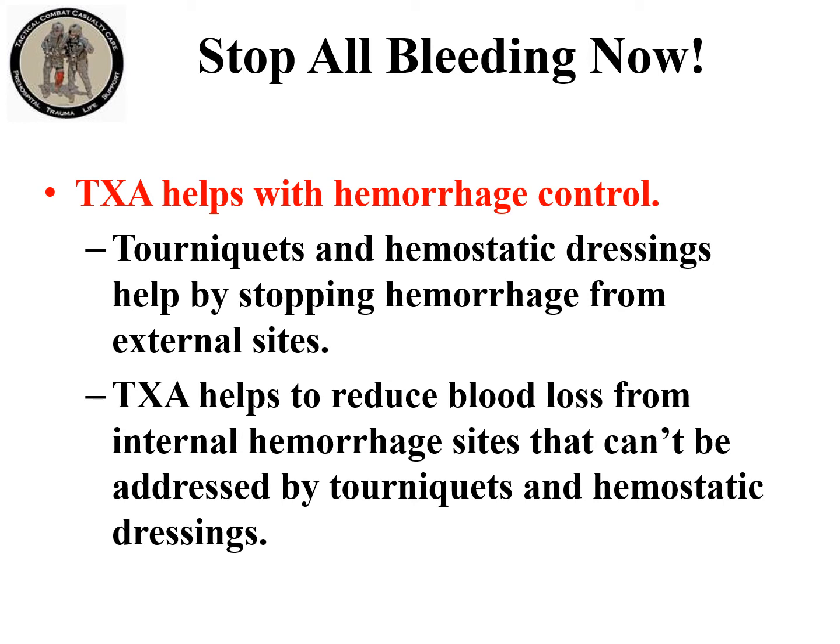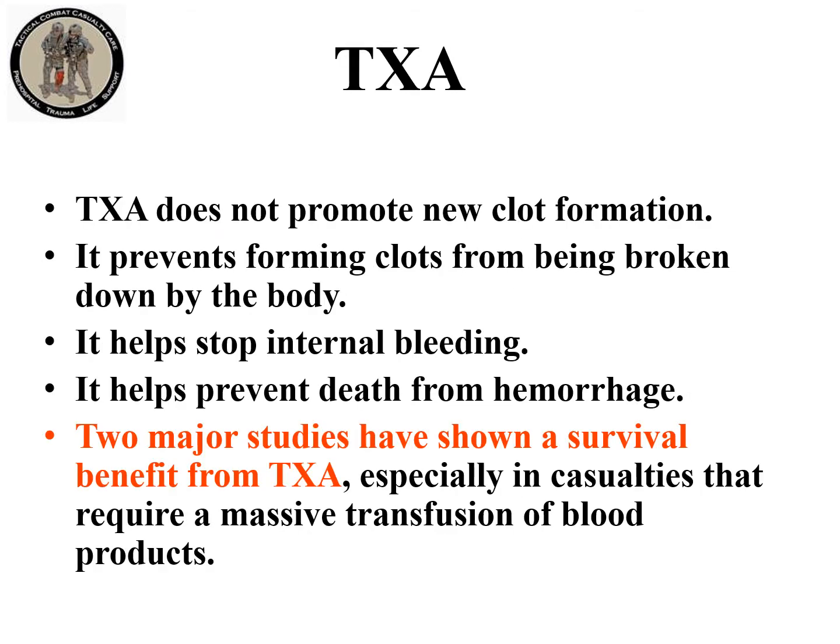TXA helps with hemorrhage control. Tourniquets and hemostatic dressings help by stopping hemorrhage from external sites. TXA helps to reduce blood loss from internal hemorrhage sites that can't be addressed by tourniquets and hemostatic dressings. TXA doesn't promote new clot formation. It prevents forming clots from being broken down by the body. It helps stop internal bleeding. It helps prevent death from hemorrhage.